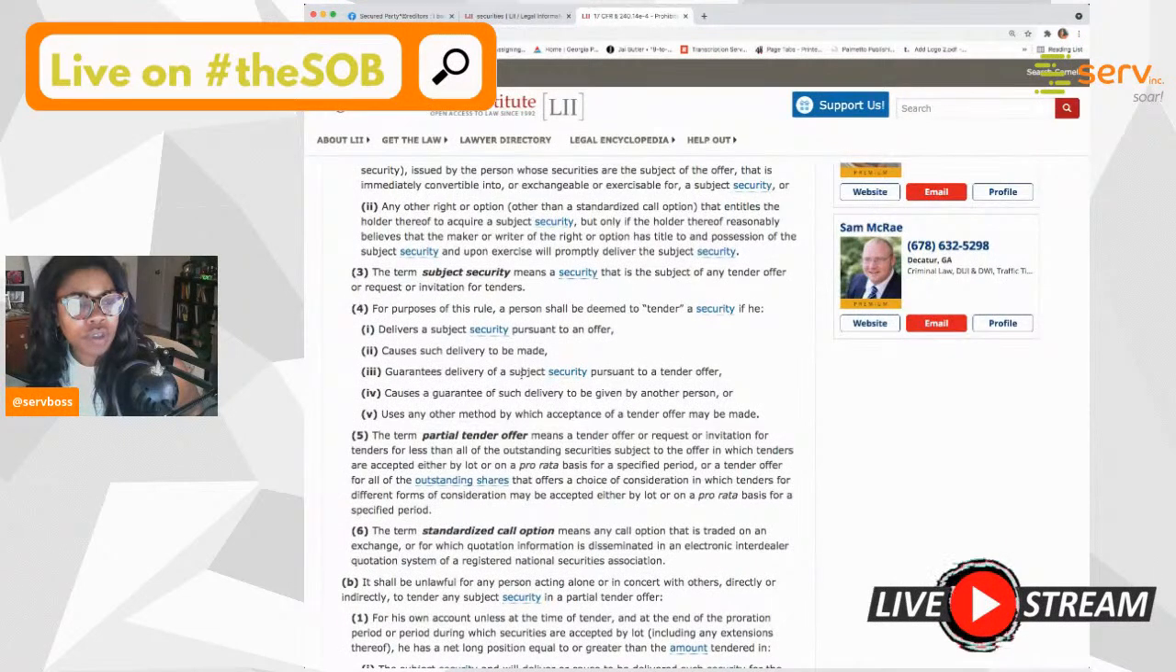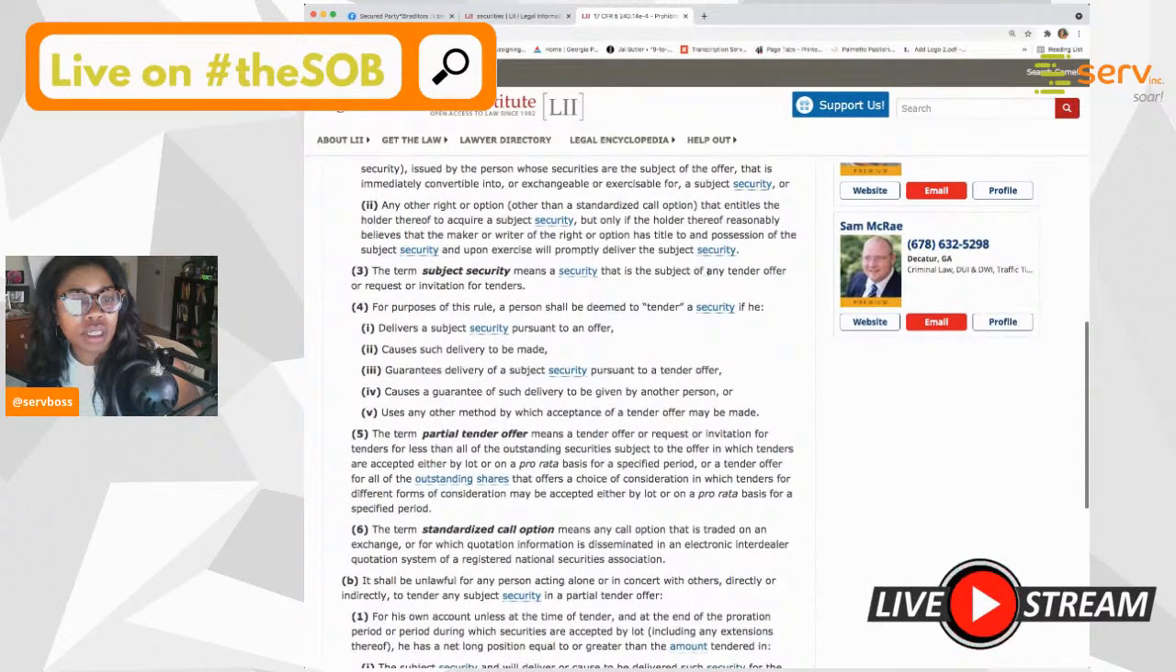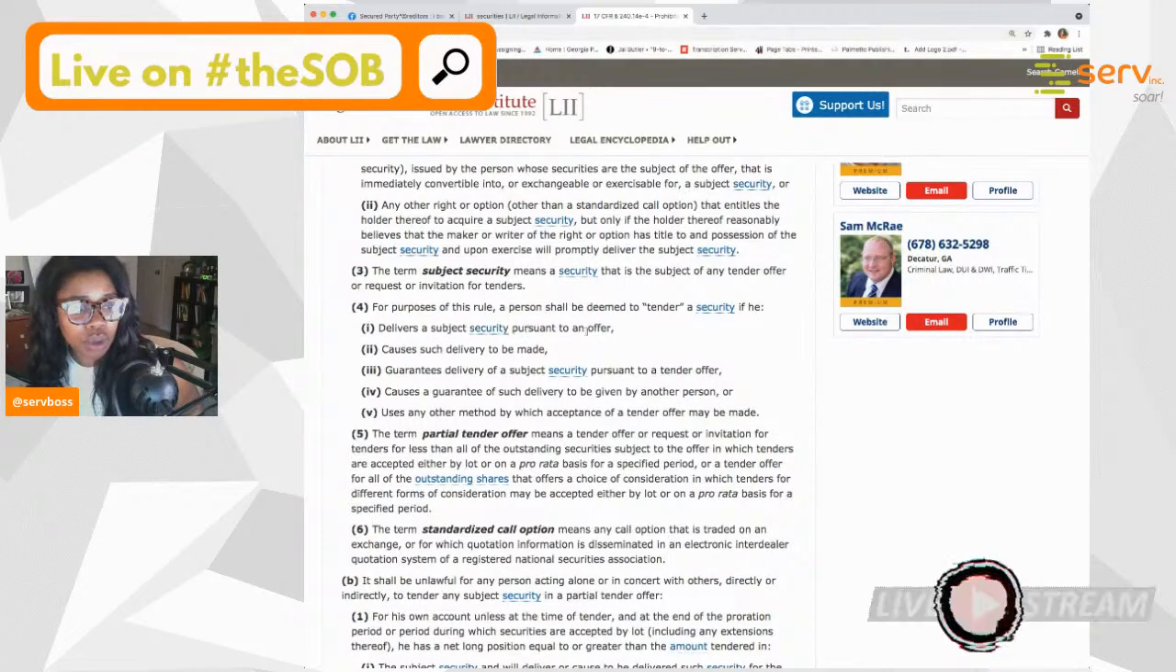For the purposes of this rule, a person shall be deemed to tender a security. Okay, here we go. The term subject security means a security that is the subject of any tender offer or request or invitation for tenders. For purposes of this rule, a person shall be deemed to tender a security if he delivers a subject security pursuant to an offer.